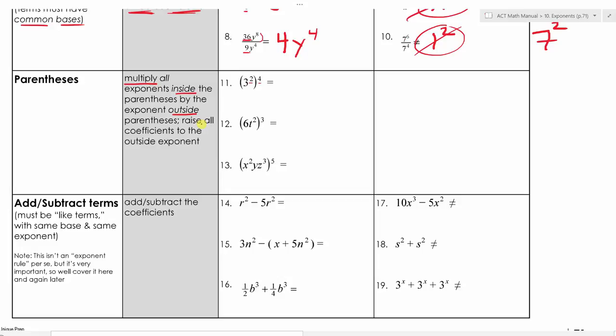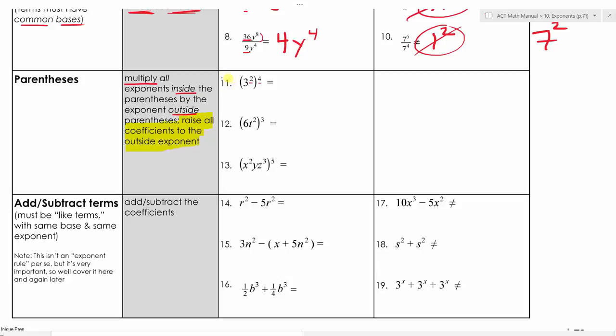You also need to, and this is something that students forget to do, it's a common cause of careless mistakes, I'm going to go ahead and highlight this. You need to make sure that you raise any coefficient to the outside exponent. We'll see an example of that in 1 second.